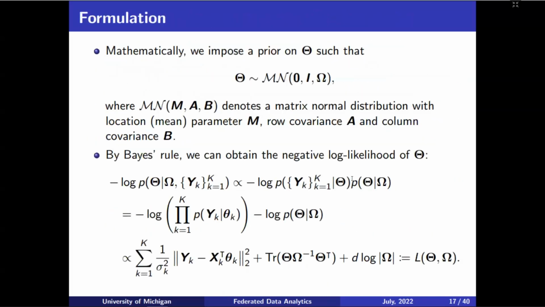Mathematically, we impose a prior on the theta such that the theta follows a matrix normal distribution with the following parameter. Here, the big omega represents the column covariance. By the Bayes rule, we can obtain the negative log likelihood function of the theta, which is the product of the prior and data likelihood. And by some algebraic manipulation, we can obtain a loss function for the parameters, which is as follows.